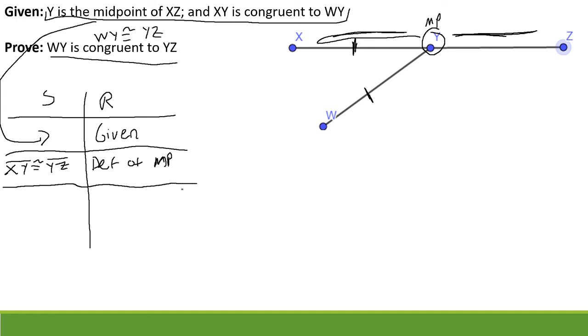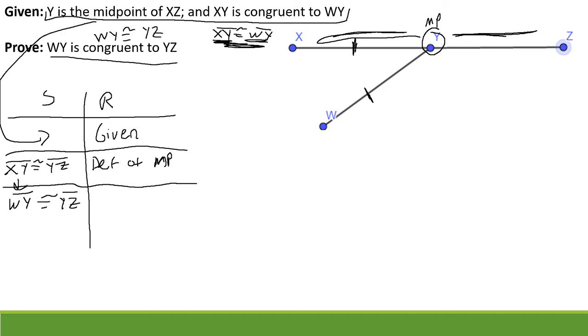Now we can actually end it in this next step here, because I want to get WY congruent to YZ. And I know that YZ is congruent to XY. So if I want to do this here, I know that XY is congruent to WY. So that's part of my given. XY congruent to WY. So if these two things are congruent, then I can take my XY and replace it with a WY whenever I want by substitution. So I can take this XY and replace it with a WY congruent to YZ.